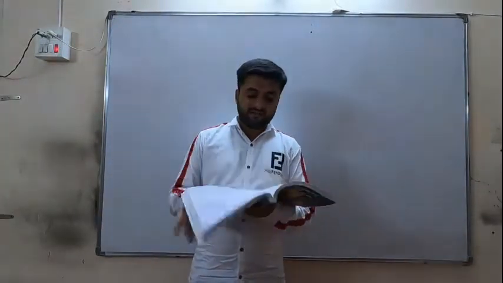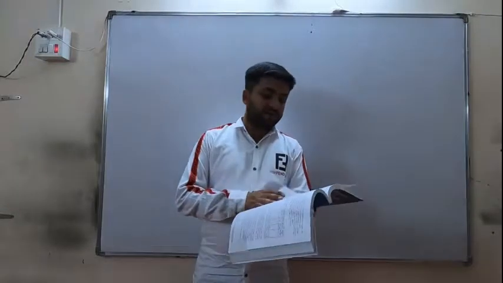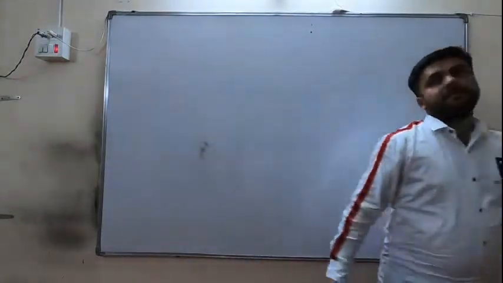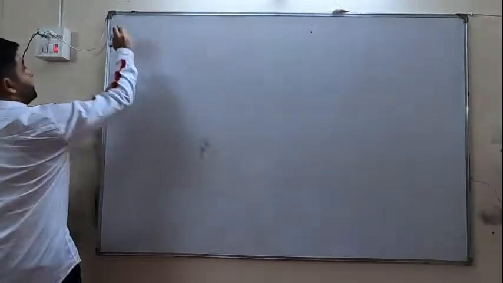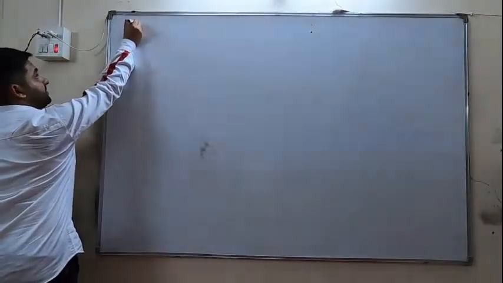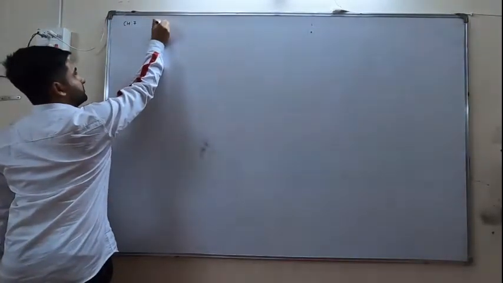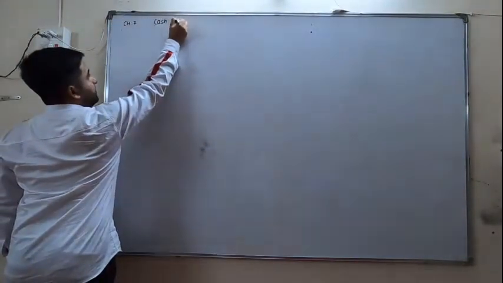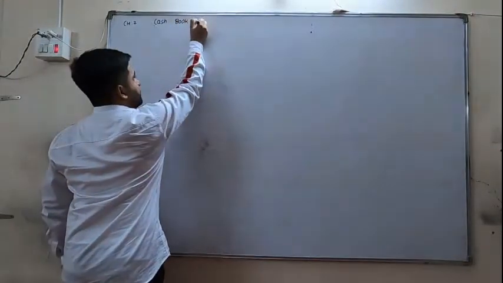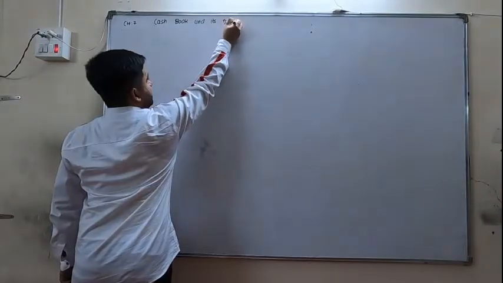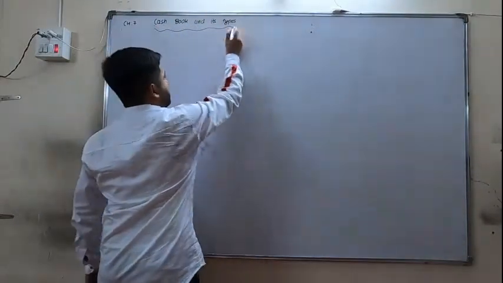Okay. Now explanations are given, that is not required. Okay. Let's write about this. So we will all write in our notebook. Chapter number 7. Cash book and its types.